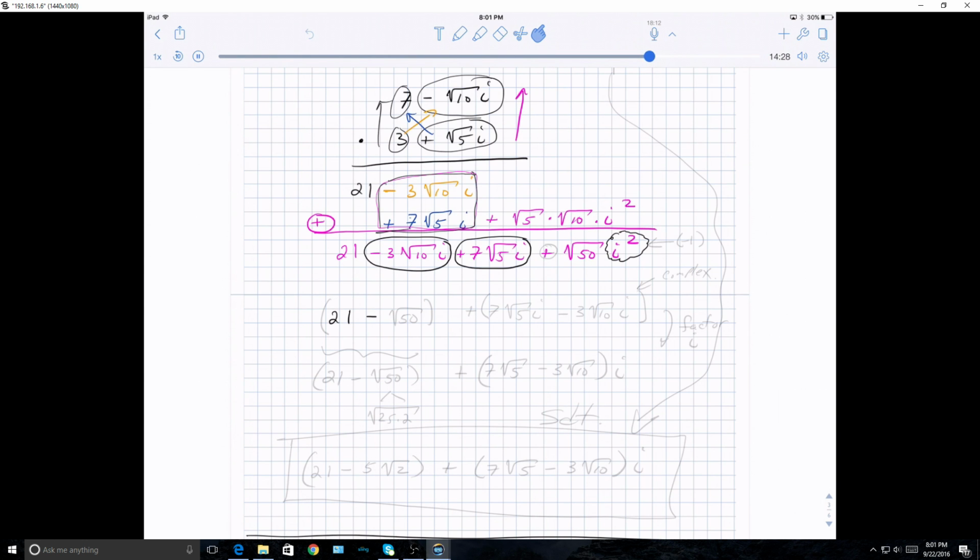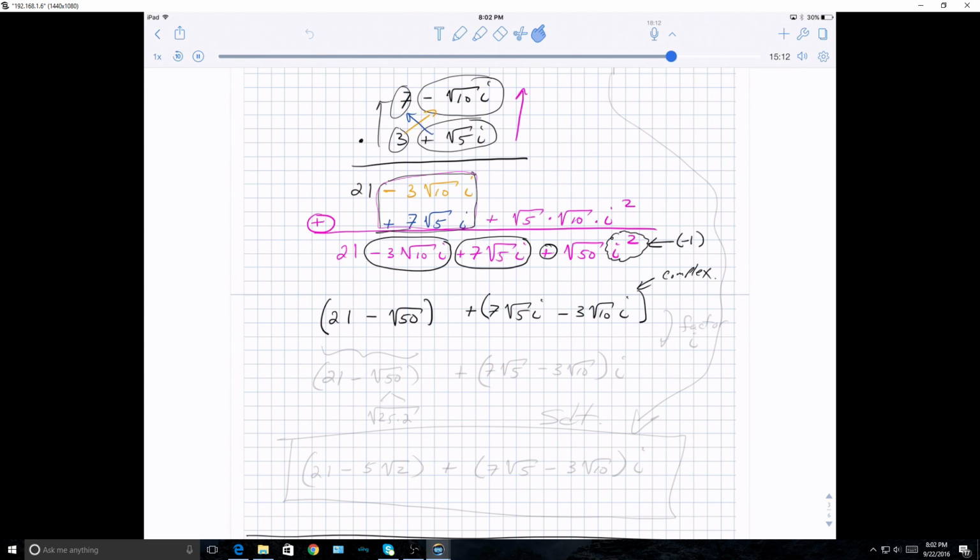And why am I changing this to negative root 50? Well, because what does i squared really become? Well, it's really -1, right? So I'm just changing that addition. So I'm going to leave this here as a group, and then I'm going to add, well, I got to put all these numbers together, so it'll be 7 root 5i minus 3 root 10i. And I'm going to group these together, just so we can see that this is the complex portion of our answer. Okay?